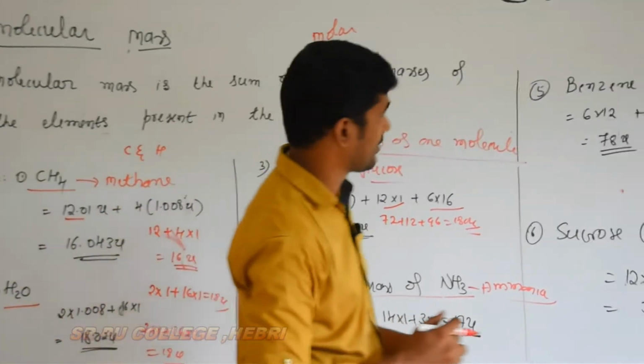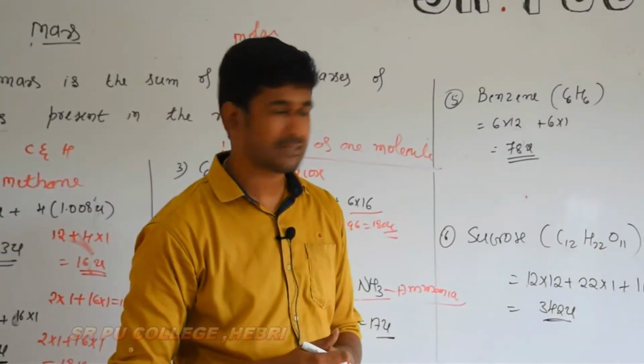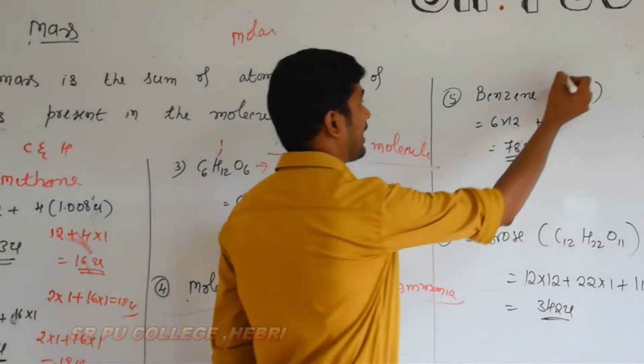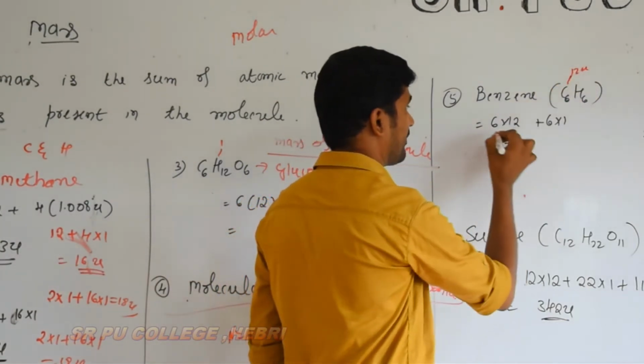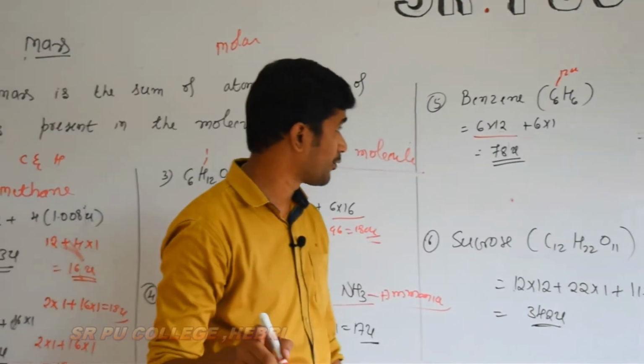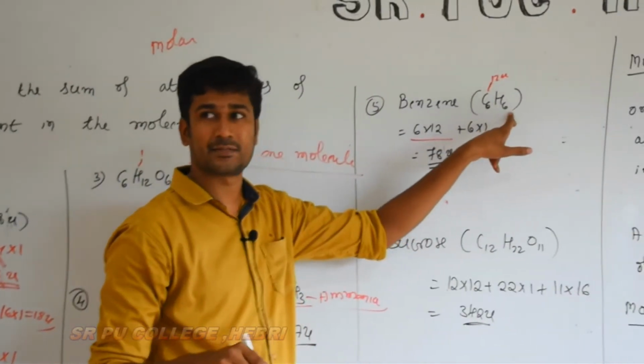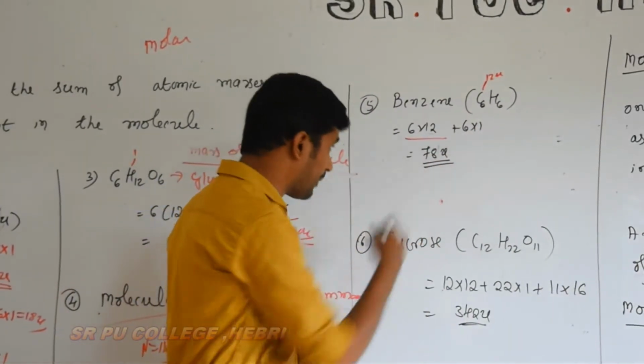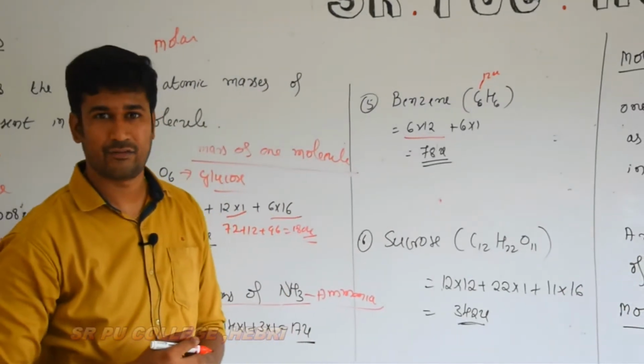Coming to benzene, its molecular formula is C6H6. Here the atomic mass of carbon is 12 unified mass. There are 6 atoms of carbon. So 6 into 12 plus 6 into 1, because there are 6 atoms of hydrogen. So its molecular mass is 78 unified mass.